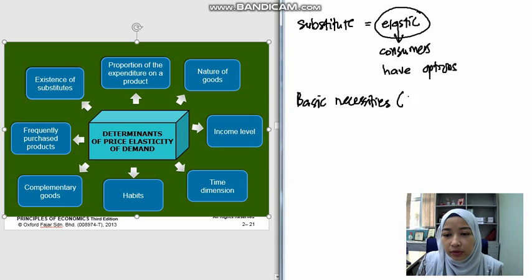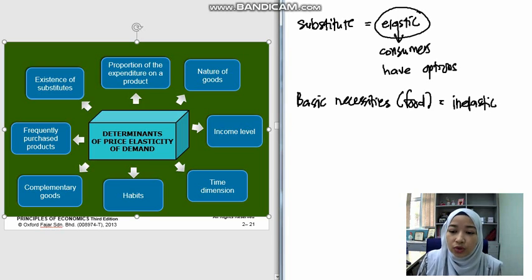Okay, like food, usually the demand will be inelastic. By hook or by crook, people will still need to buy food to consume every day. So people will not be too responsive towards the change in the price of that kind of product.